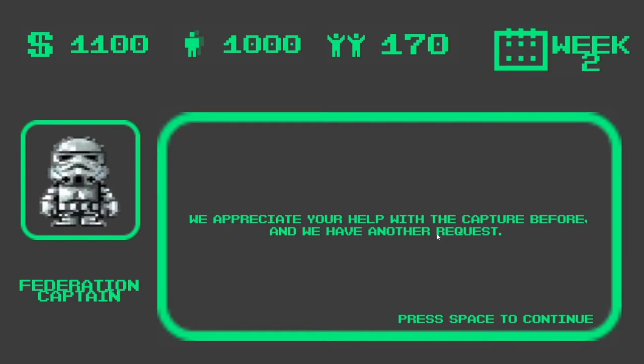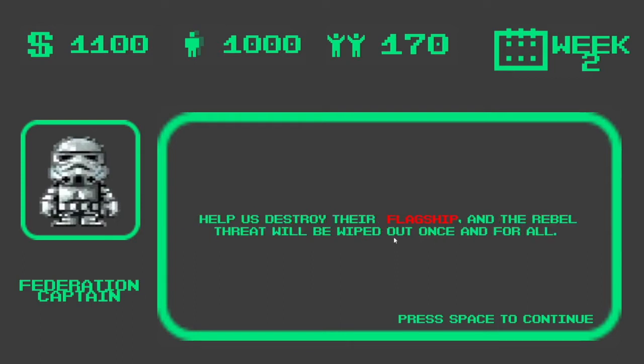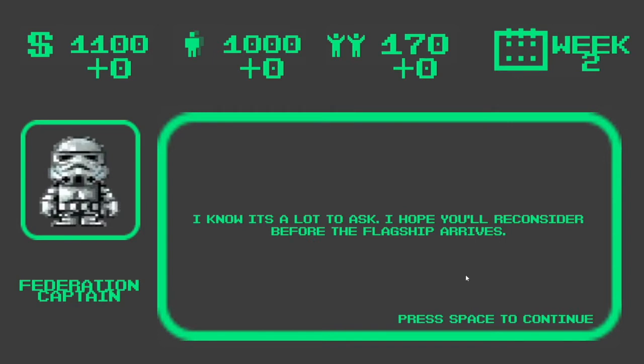To help with the capture, before we have another request: the rebel flagship will be passing your station in 10 weeks' time. So you've got 10 weeks. Help us destroy their flagship, and the rebel threat will be wiped out once and for all. It will take 1,000 soldiers to destroy the ship. We hope we can count on your help. Yes or no? I was going to say no. Hope you'll reconsider before the flagship arrives.